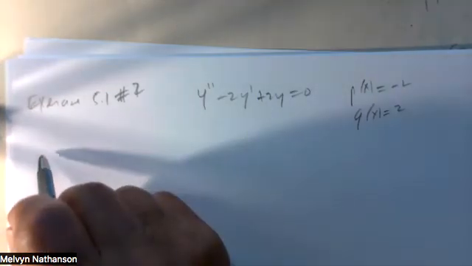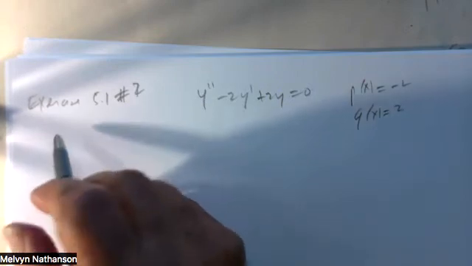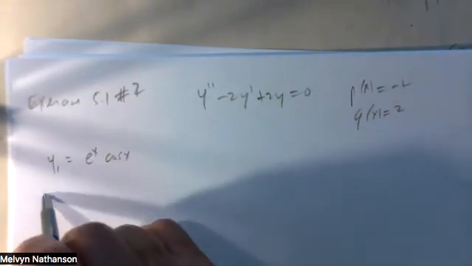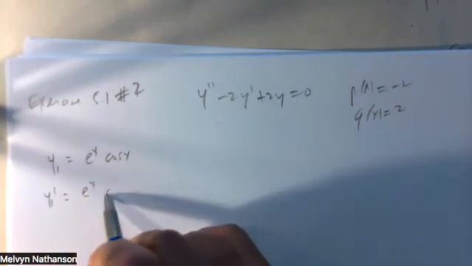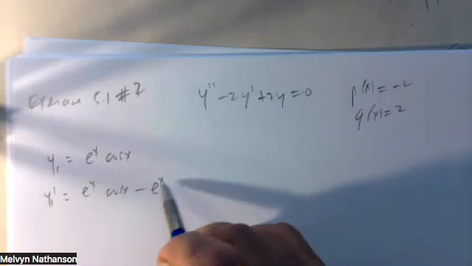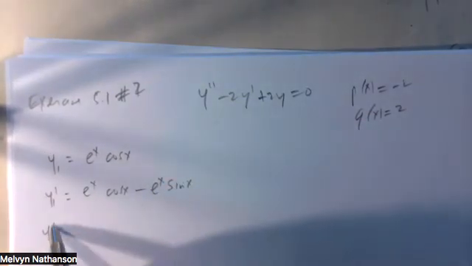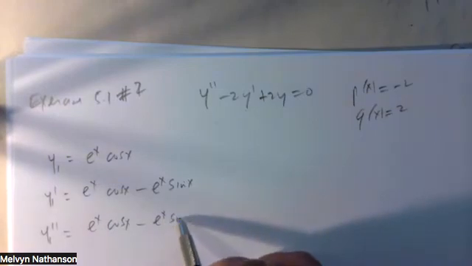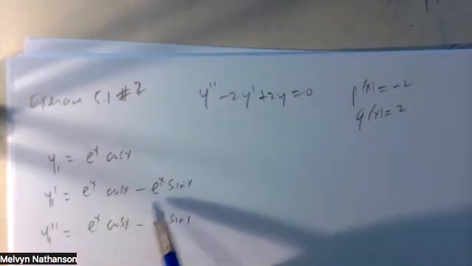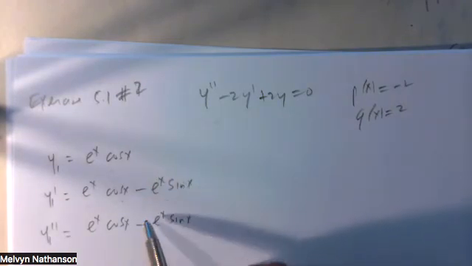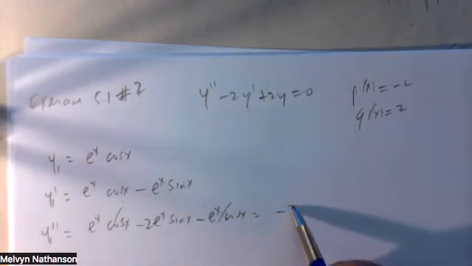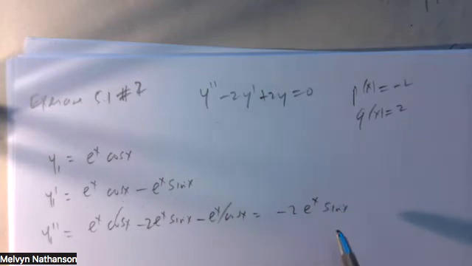So what are two solutions of this? Well, we're given the solutions and we're just asked to check that they work. Suppose we let y1 equal e to the x cosine x. So y1 prime is e to the x cosine x minus e to the x sine x. And y1 double prime is the derivative of this, e to the x cosine x minus e to the x sine x, minus the derivative of this, which is e to the x sine x. So I get another one of those, minus e to the x cosine x. So these cancel, and I get minus 2 e to the x sine x.